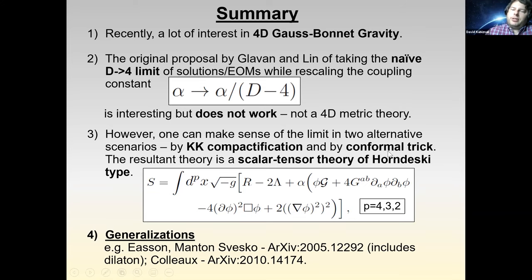However, you can make sense of this limit in two alternative scenarios. One is this Kaluza-Klein compactification, which I haven't really mentioned, but you can look at the paper. The other one is the conformal trick, where you rescale the metric, subtract the counterterm and take the limit. Interestingly, both these two completely different approaches converge on the same theory, which is the theory over here. This theory is meaningful not only in four dimensions, but in lower dimensions as well. In principle, you can write down Gauss-Bonnet theory in three dimensions or even in two dimensions. Of course, sometimes terms will identically vanish. For example, if I'm in three dimensions, this term will vanish and so on.